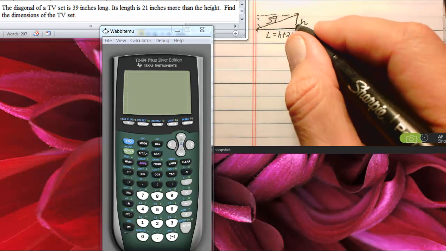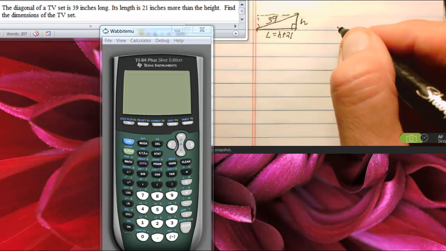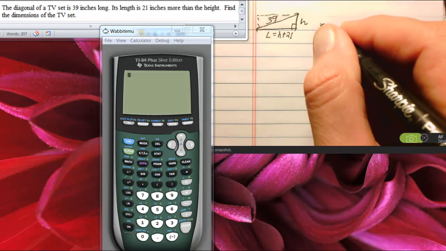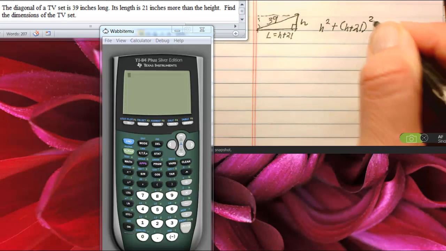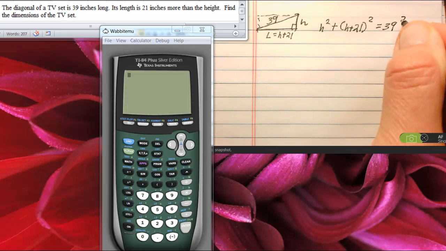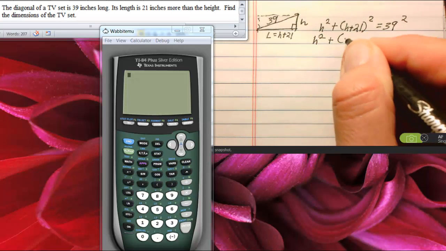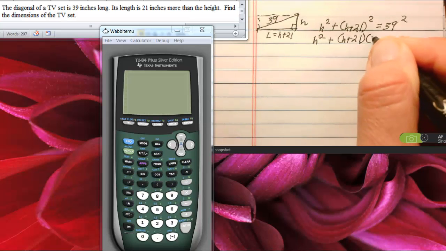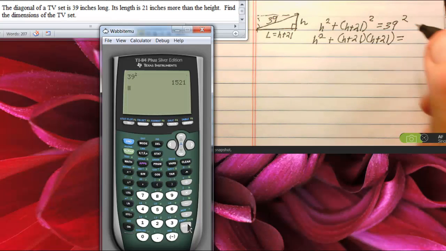Now, this is a right triangle, so we're going to use the Pythagorean theorem. Okay, h squared plus (h plus 21) squared equals 39 squared. That will be h squared plus (h plus 21) times (h plus 21) equals 39 squared. And I'm going to find out what 39 squared is right now. 39 squared, enter, is 1521.